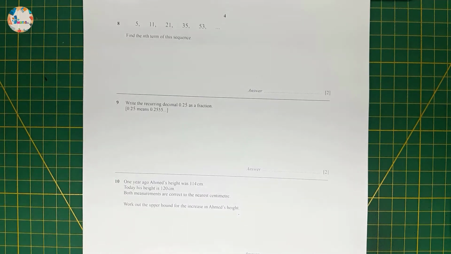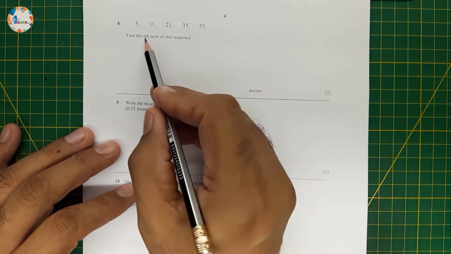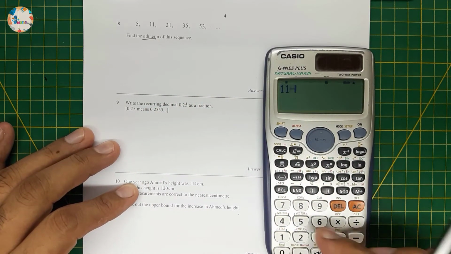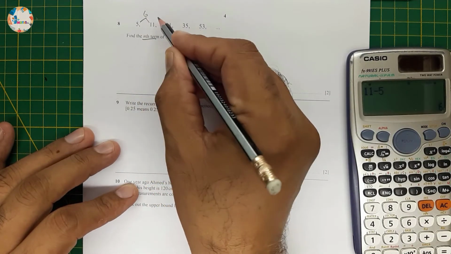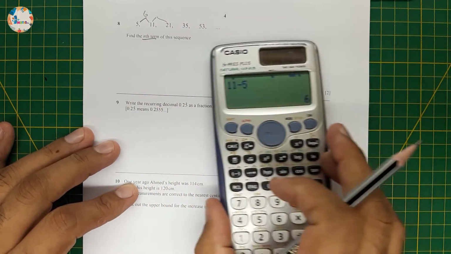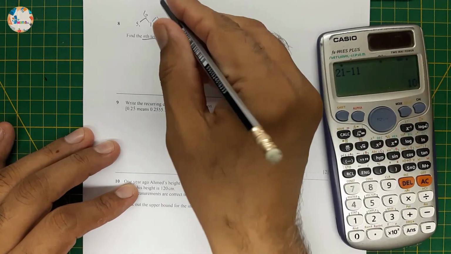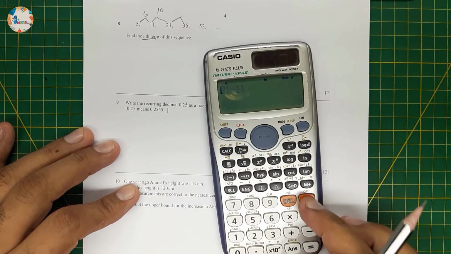Question number 8, these numbers are provided. This is basically a sequence, and we have to find the nth term of the sequence. So we can check the differences. 11 minus 5 is equal to 6, so this is adding 6. Then 21 minus 11 will be equal to 10. So this is 10, and this is 35.